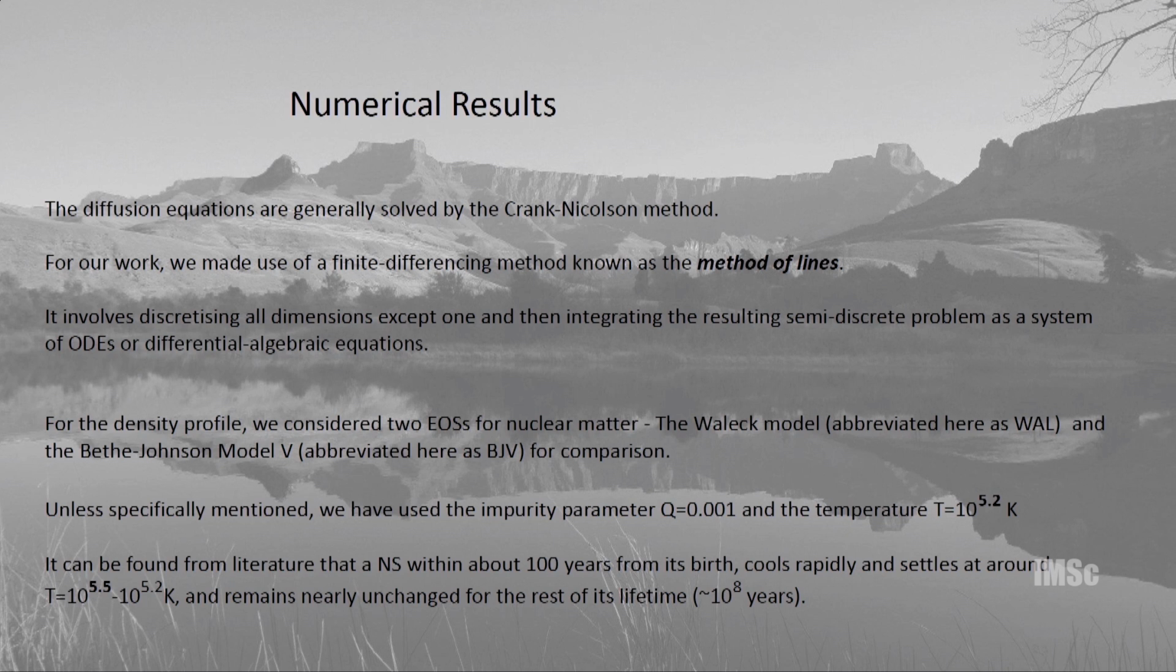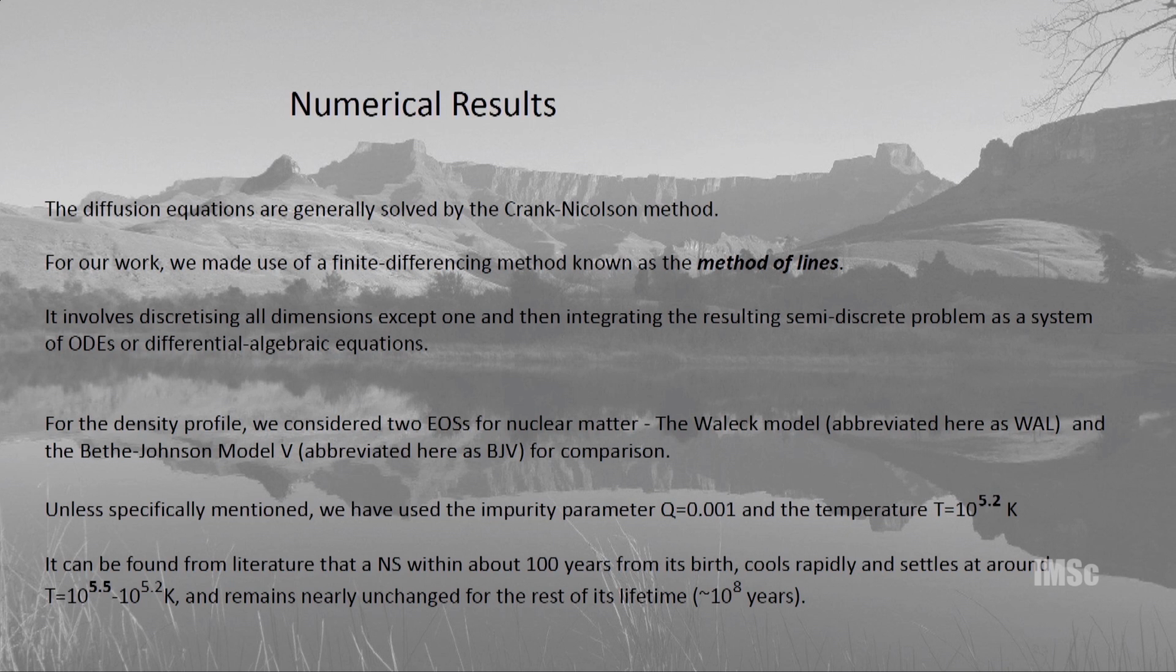So we also needed to take a sample equation of state. We took one as a Wall-Lecker model, and the other is the Birth-Johnson model 5. This is like a placeholder. It really doesn't have to be this, but we just took 2 and tried to see what effects it brings in on the final magnetic field at the surface.